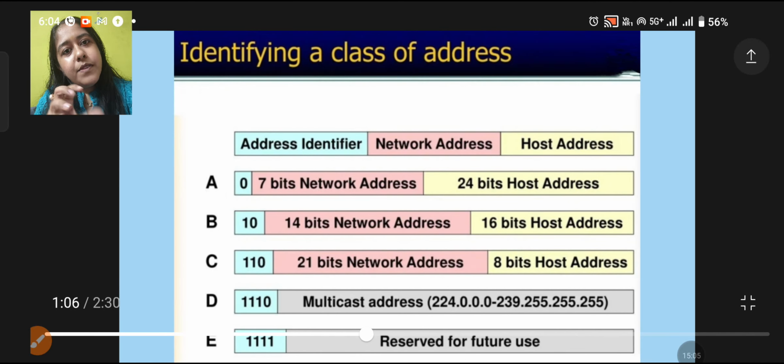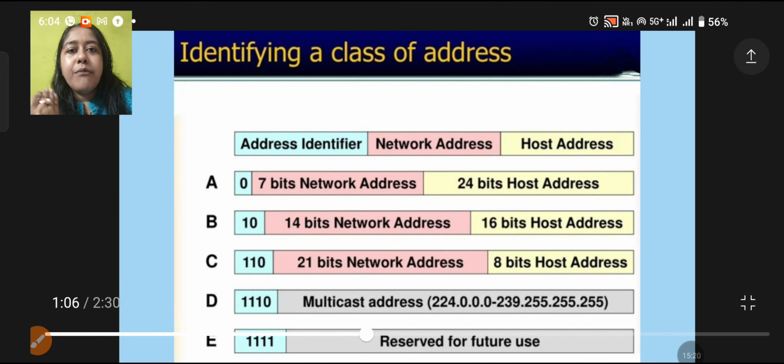Then only you will be able to understand which purpose it is used for, right? So, address identifier, network address and host address. How will we identify them? Now we have an address.